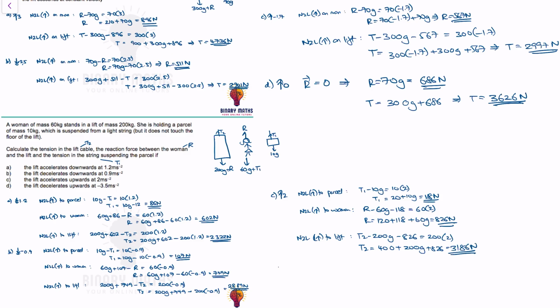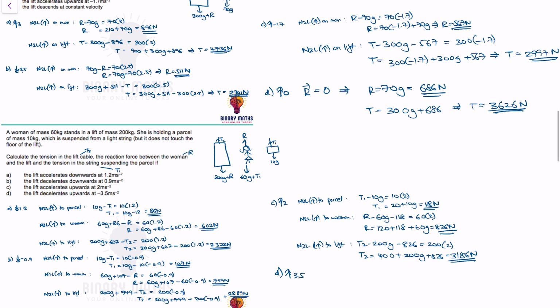Okay, part D. The lift decelerates upwards at negative 3.5. So it's decelerating by negative 3.5. That means it's accelerating by 3.5. So that'll be 3.5 there. So Newton's second law applied vertically to the parcel. Then we get T1 minus 10g must be equal to 10 times 3.5, which means T1 is equal to 10 times 3.5 plus 10g, which works out to be 133 newtons.